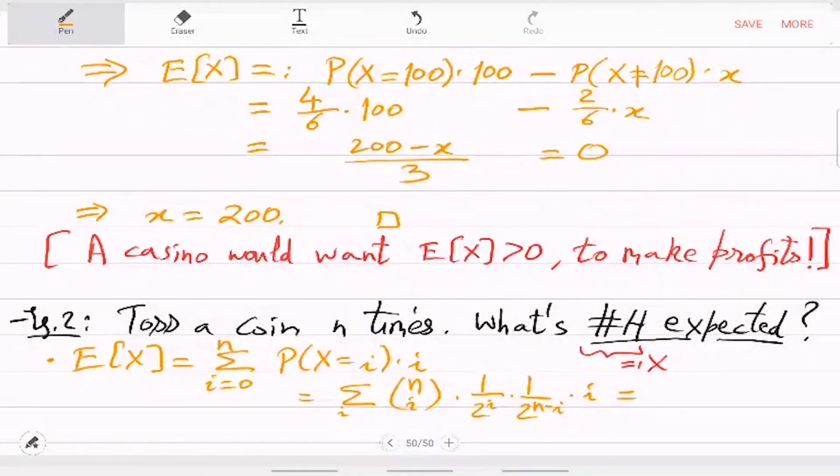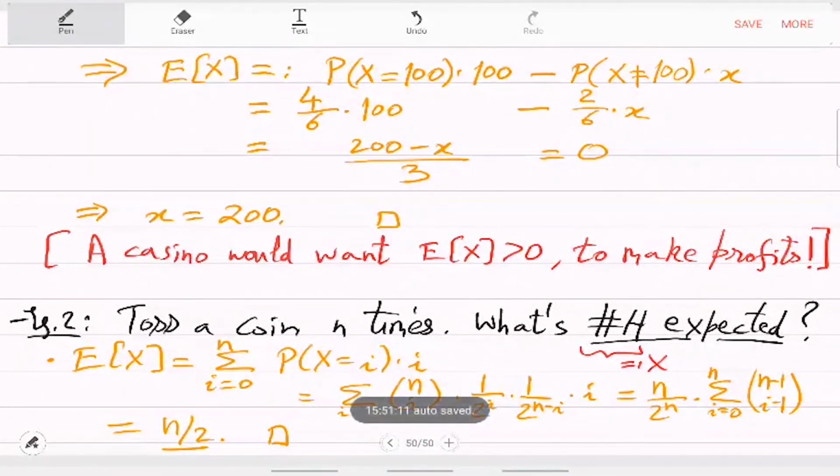So you can simplify it as n by 2 raised to n, times the sum over i from 0 to n, and it becomes n minus 1 choose i minus 1. I have simplified n choose i times i like this. Now it's a sum of all the binomials, so you get 2 raised to n minus 1. So you get n by 2. Okay, so that's it. If you toss a coin n times, then half of the time you will get heads. This is what it's saying. This half is expected. There is no surprise here, no fallacy here. This was straightforward, and you can do the calculation quite easily.